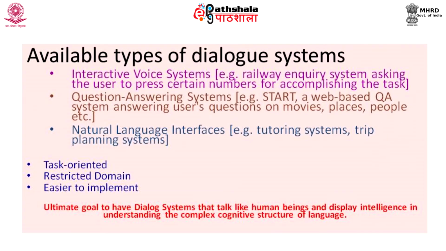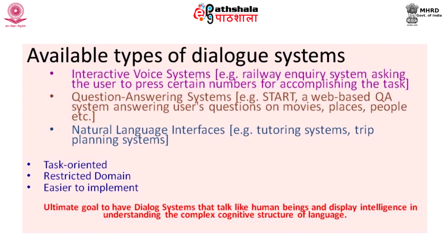Coming to types of dialogue systems, the available types are interactive voice systems, like the one we see in railway inquiry, where we accomplish the task by pressing certain numbers. Then question answering systems, for example, Start, a web-based QA system answering users' questions on movies, places, people, etc. Then we also have natural language interfaces, which are popular in tutoring systems or trip planning systems.